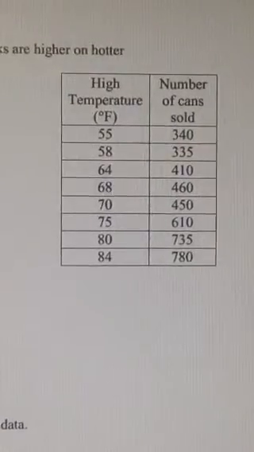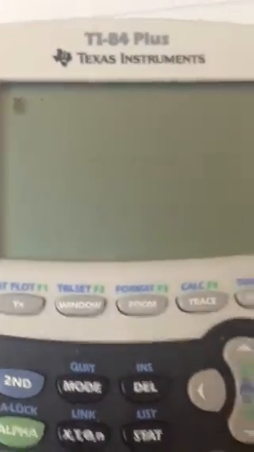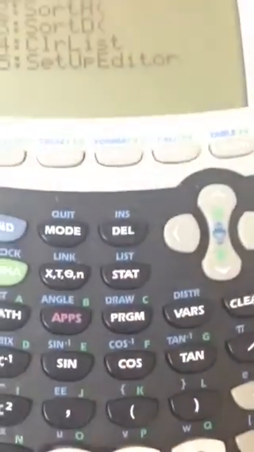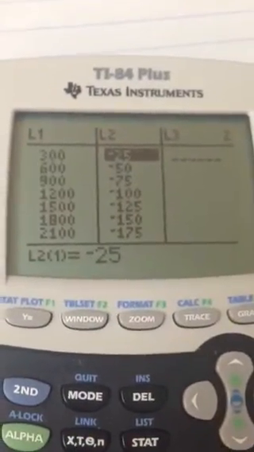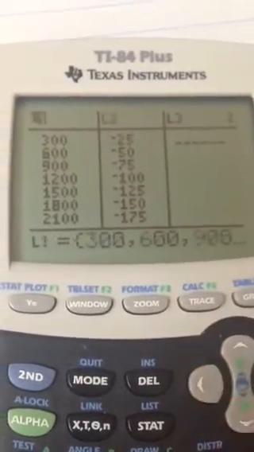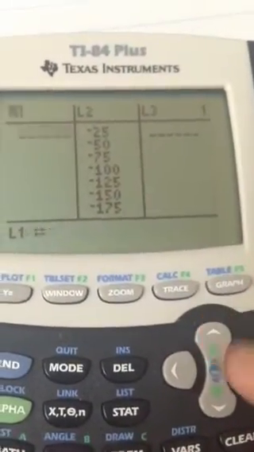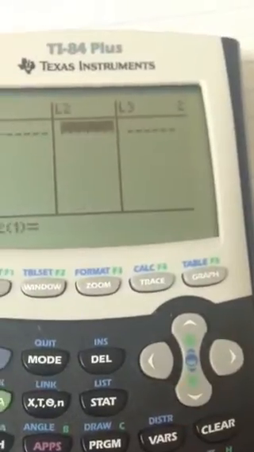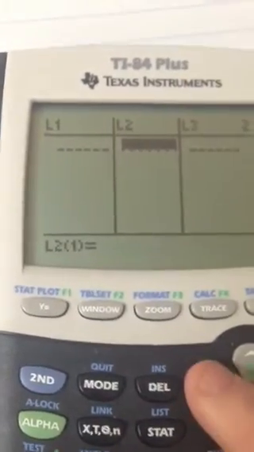So here's my data. You may need to pause it, but I'm going to put it in the calculator, so if you want to follow that with me. On your calculator, you are going to push stat and then enter. And when you push stat and then enter, L1 and L2 should come up. I've got some stuff in there, so I want to clear that out. If you go up to the top and push clear and then the down arrow, it should clear everything that's in there. So I'm going to go to the top of L2, push clear, and then down. And that should take care of that. So now my lists are clear. I can enter my data.